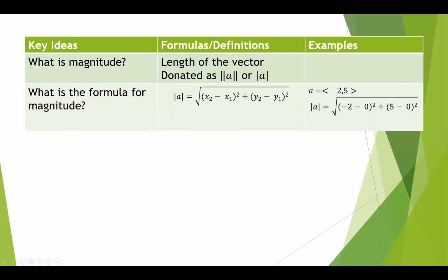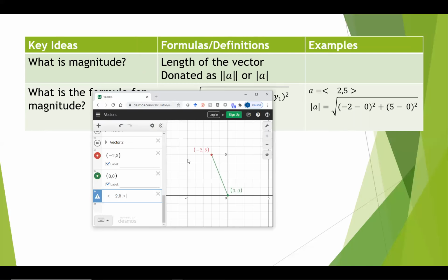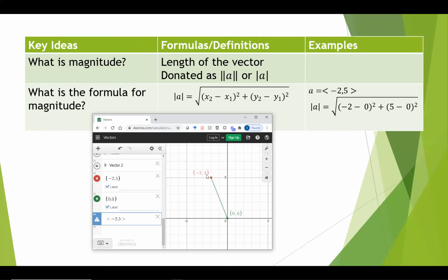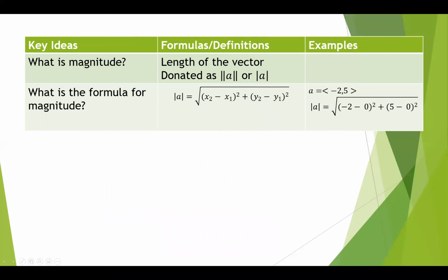we're going to start by setting up this equation. So here's our vector again. We'll take this point -2, 5, and this -2 and this 5 are going to be our x2 and our y2, and the point 0, 0 is going to be x1 and y1. So we will take -2 minus 0 and square it, and 5 minus 0 and square that.